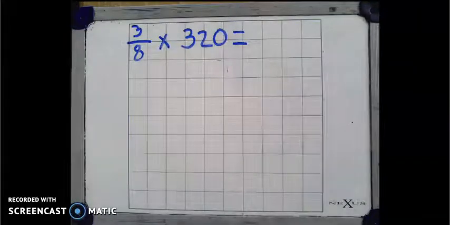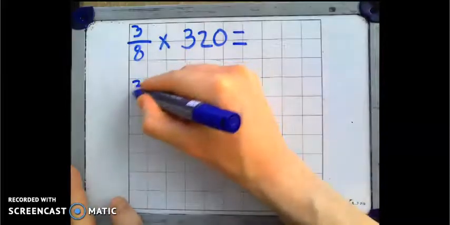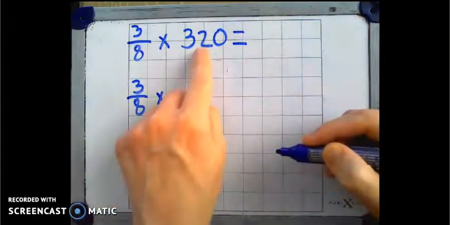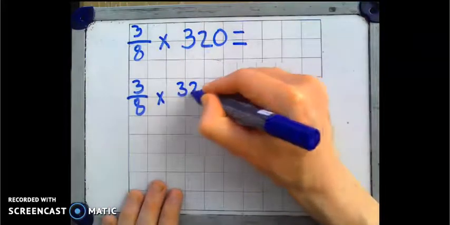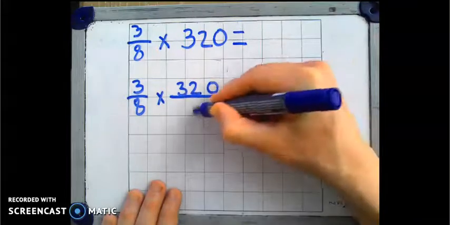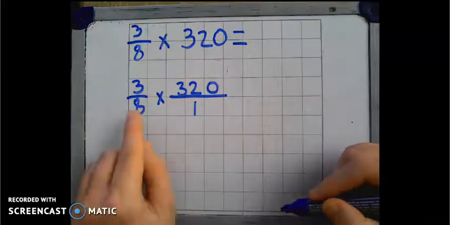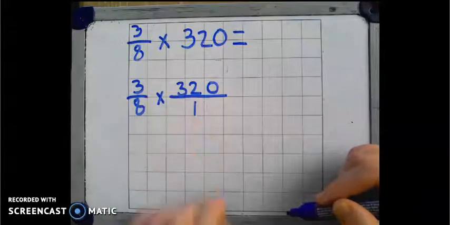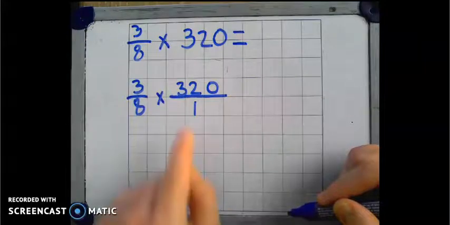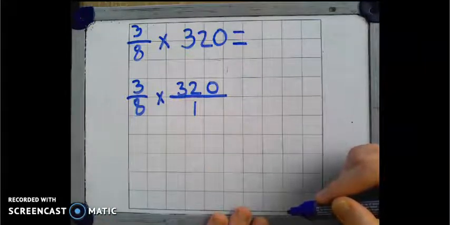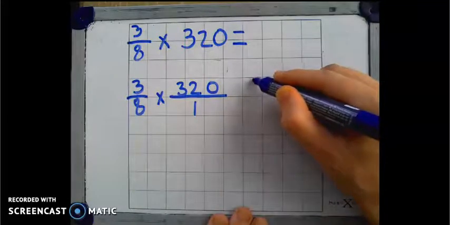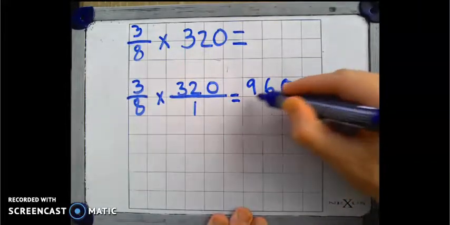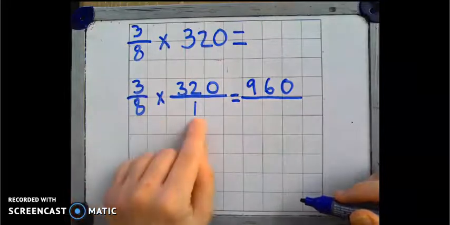Let's try the method again with this calculation. 3/8 multiplied by 320, or 3/8 of 320. Step 1, let's turn that whole number into a fraction to help us. 320, the whole number, becomes our numerator over a denominator of 1. Next step, multiply the numerators together. 3 multiplied by 320, that's 3 lots of 320. 2 lots would be 640. Add another 320, that would be 960. Eight multiplied by 1 is 8.